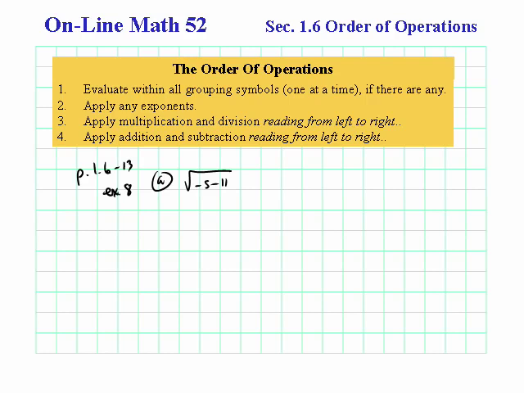And the first thing we do is work within the grouping symbols, right? -5, treated as -5, and -11 is -16. So it's the square root of -16. But that negative is on the inside, isn't it? So that means that, what about that square root?